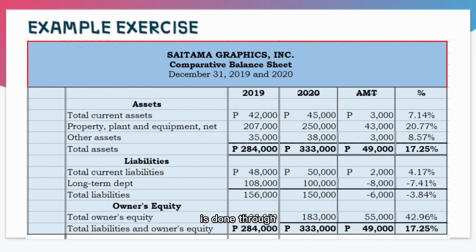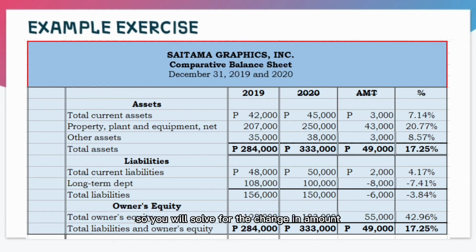Horizontal analysis is done by computing the change in amount, subtracting the prior year from the current year. And second, to compute the percentage, you divide that amount change over the prior year. So let's have an example. Take a look at the line item of the total current assets. The prior year on that line is 2019 with the amount of 42,000 pesos, and the current year is 2020 with the amount of 45,000 pesos.